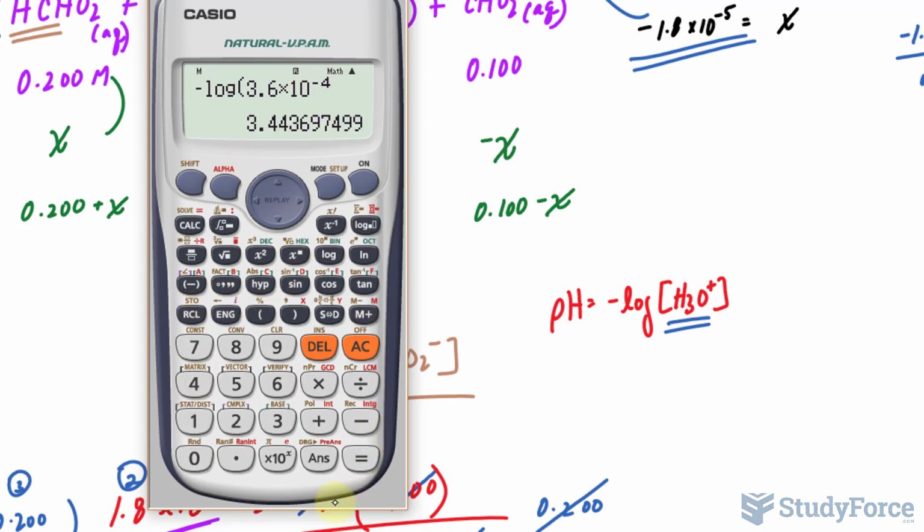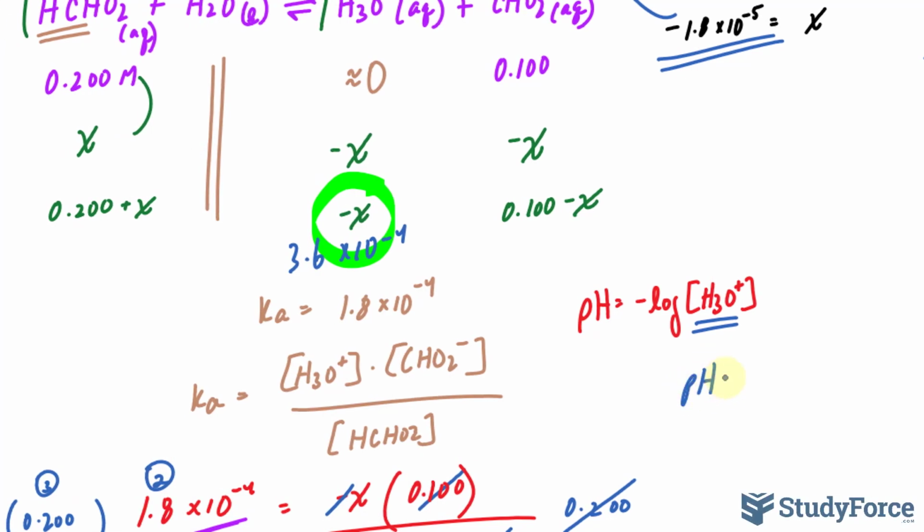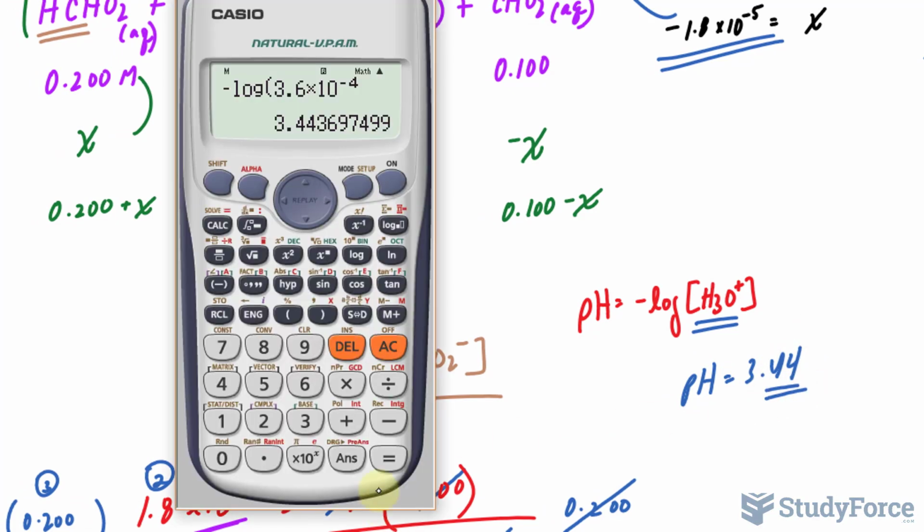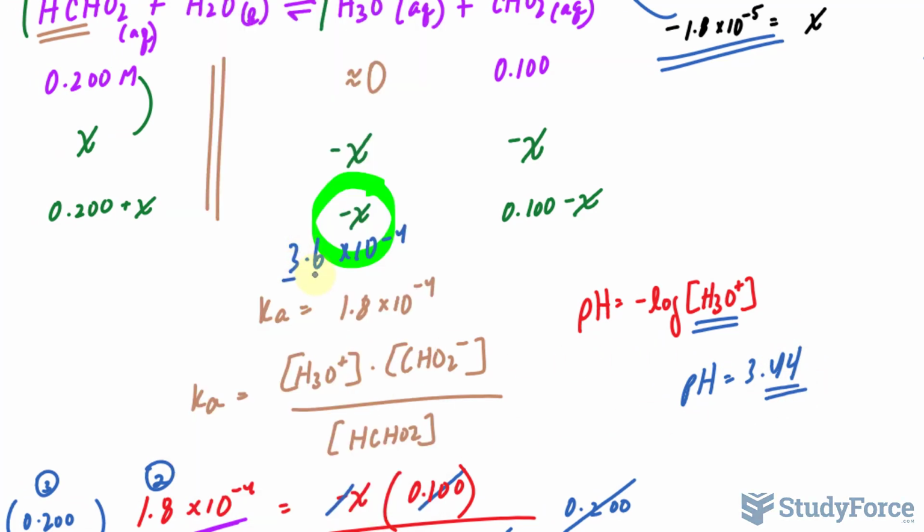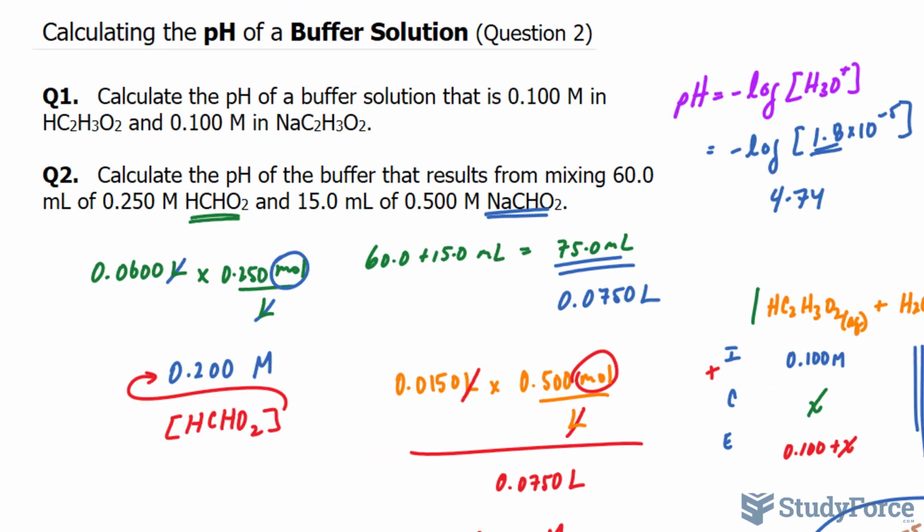And that gives us a pH of 3.44. pH is equal to 3.44. We stop writing after the second 4 because this number had 2 significant figures, and you stop writing after 2 digits following the decimal place. And there you have it. Our second example on how to calculate the pH of a buffer solution.